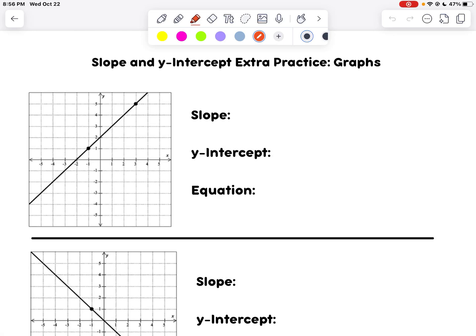We're going to be going over the extra practice for the slope and y-intercept graphs. So this first part is just finding the slope and y-intercept from the graphs.